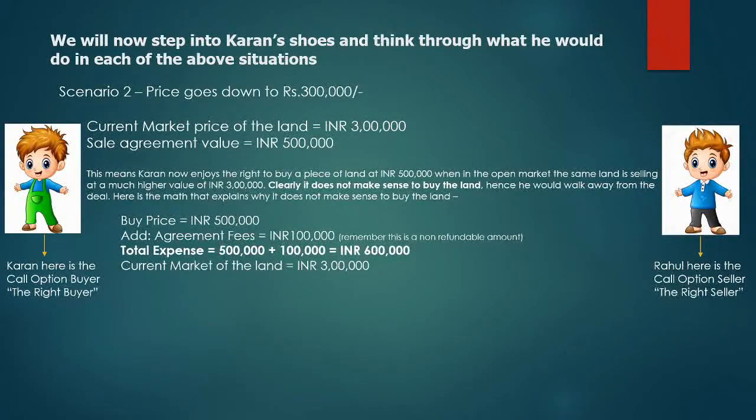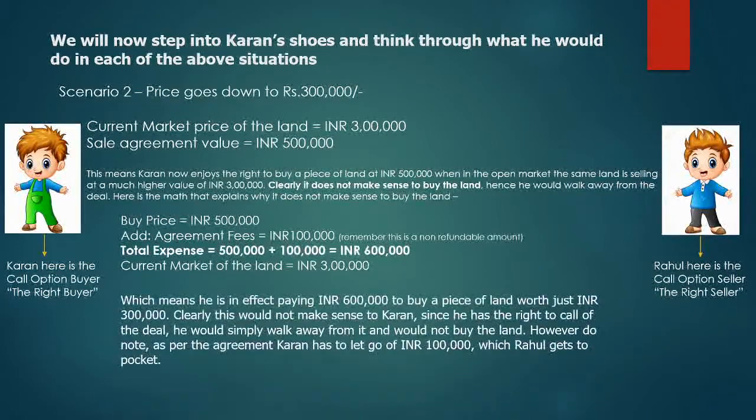Buy price of the land is 5 lakh, plus the agreement fee. Remember, a non-refundable fee of rupees 1 lakh. Total expense if he wants to buy the land will be 6 lakh for Karan, whereas at the current market value he is getting the land at rupees 3 lakh. So he won't pay. It is obvious that a rational person won't pay 3 lakh more just because he has entered into an agreement. Since Karan has the right but not the obligation, he will let his right lapse. He will call off the deal and simply walk away.